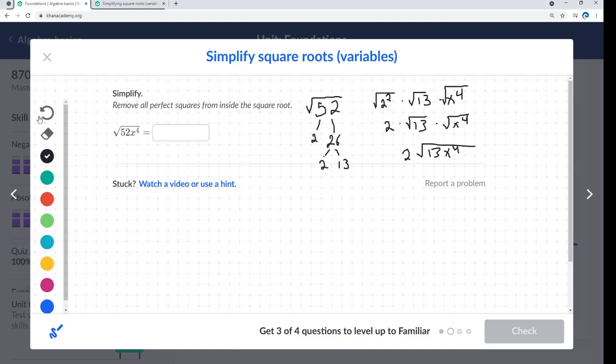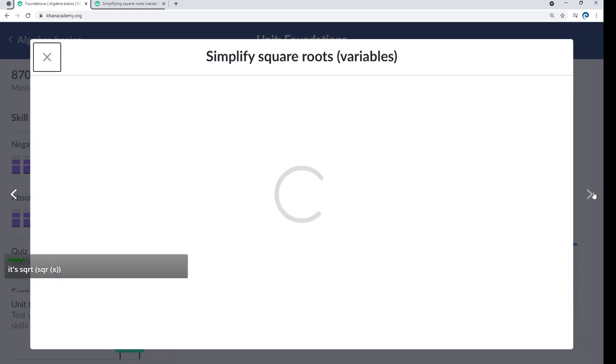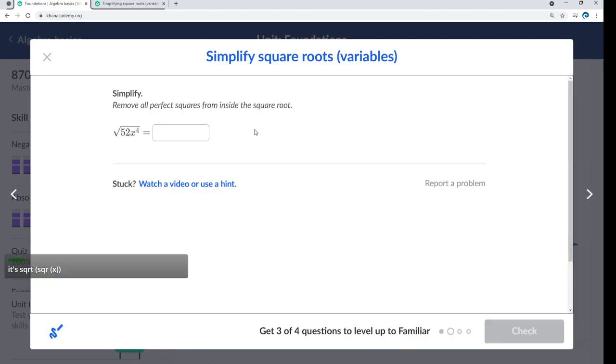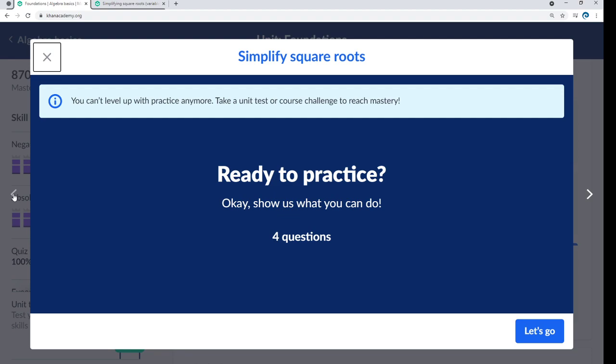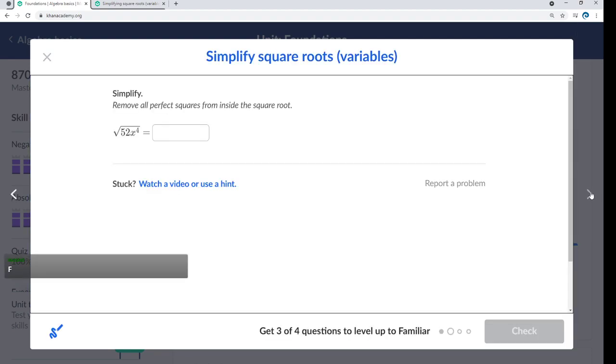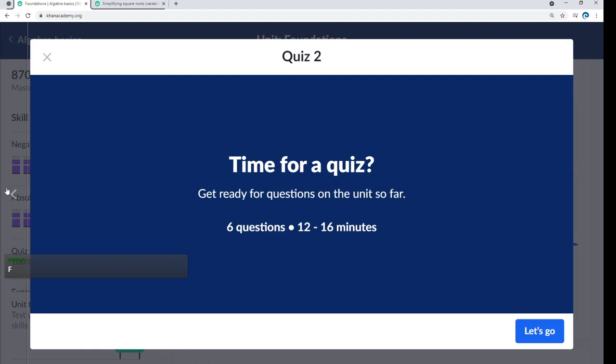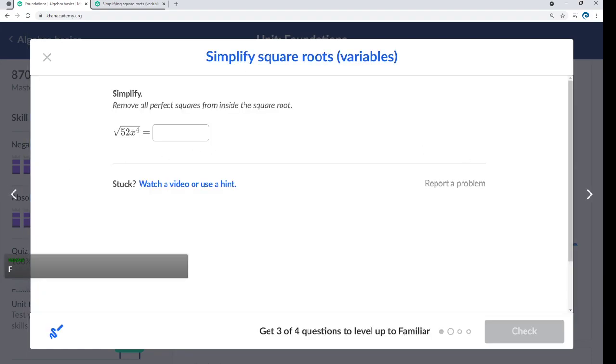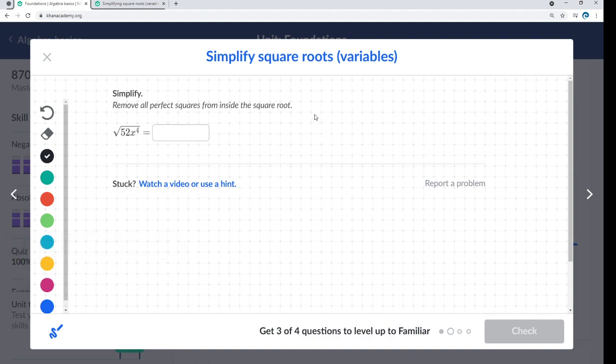I forgot. I wish I had the previous example. Can I go back to the previous example? No. Oh gosh. Oh no. It reset everything. What did I do? Let's try it again.